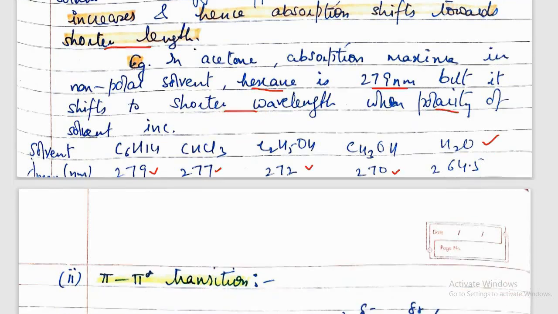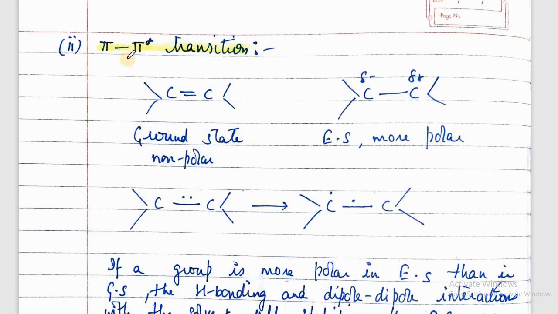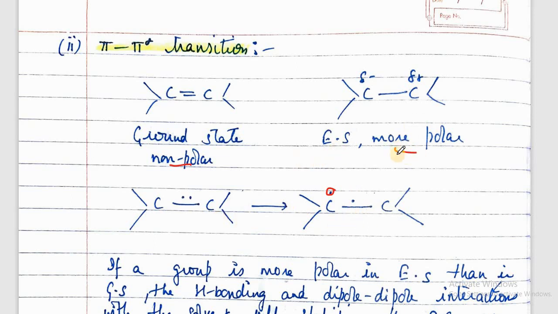Similarly, let us note the pi to pi star transition. Take an example: this is an alkene. In this, the double bond is shown with 2 electrons, and these pi electrons get excited to the higher pi star antibonding orbital. That is, it is excited to this. So now here the bond is less polar because the electrons are equally distributed, so we can say the ground state is non-polar. But in this, the electrons move to one carbon, so as compared to this it is more polar, and so we can say the excited state is more polar.